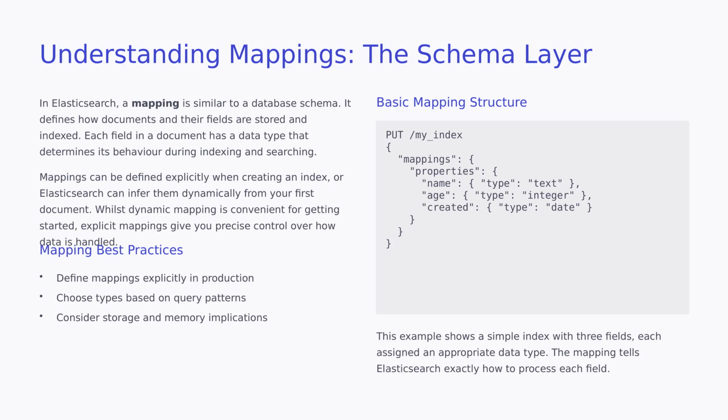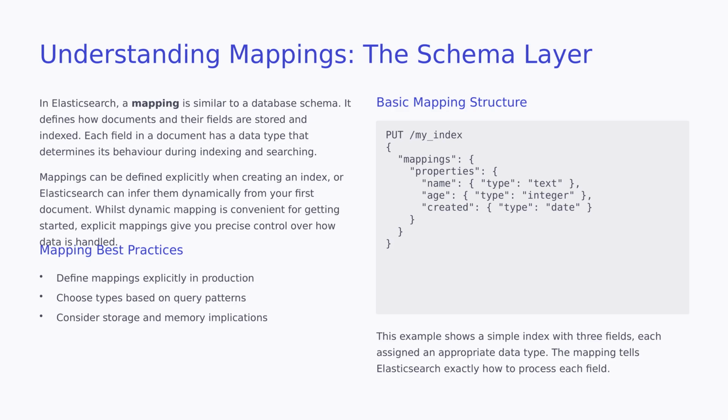Best practices include defining mappings explicitly in production, selecting types based on query patterns, and considering storage and memory implications. The basic mapping structure involves assigning appropriate data types to each field, as shown in this example index. By specifying mappings, Elasticsearch is directed on how to handle each field effectively.